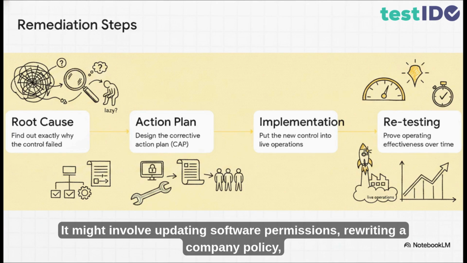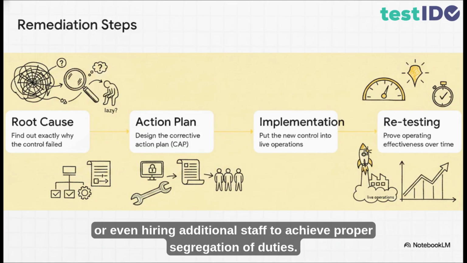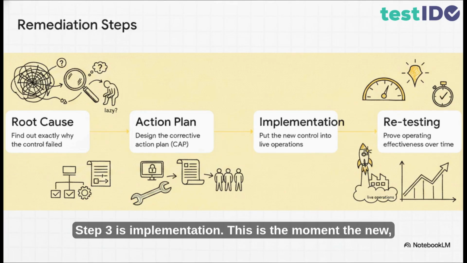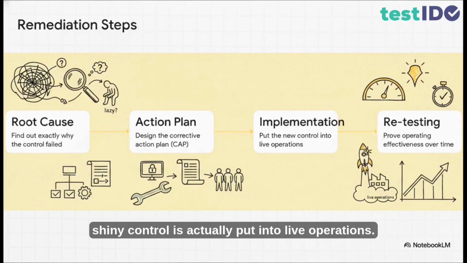It might involve updating software permissions, rewriting a company policy, or even hiring additional staff to achieve proper segregation of duties. Step 3 is implementation. This is the moment the new, shiny control is actually put into live operations. And finally, step 4, retesting.